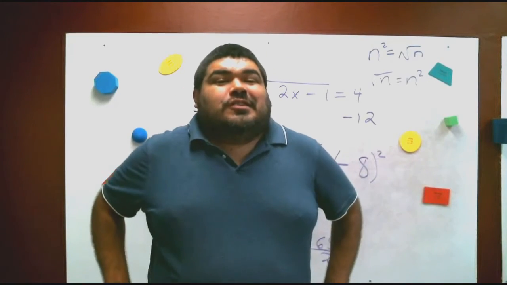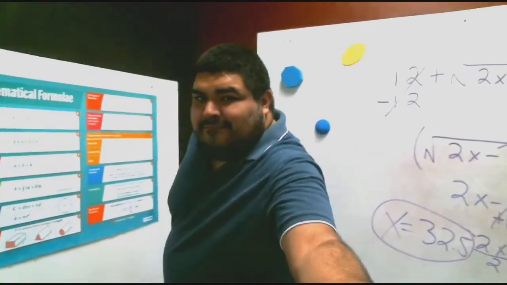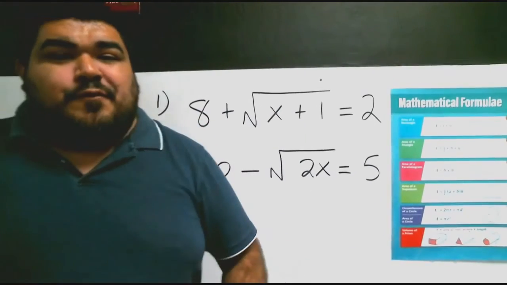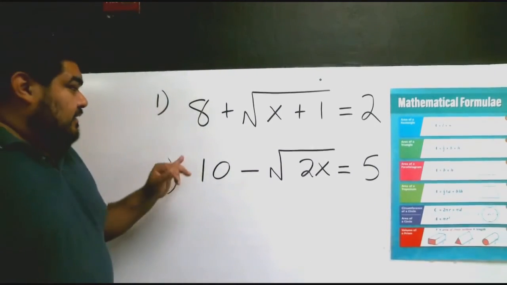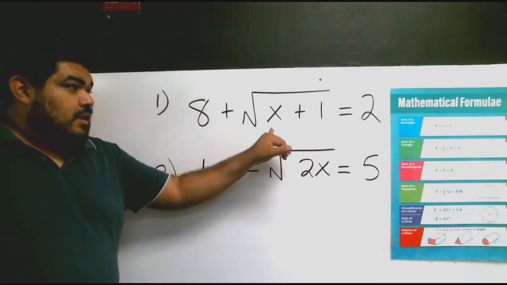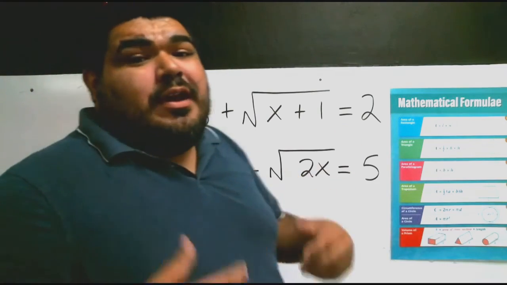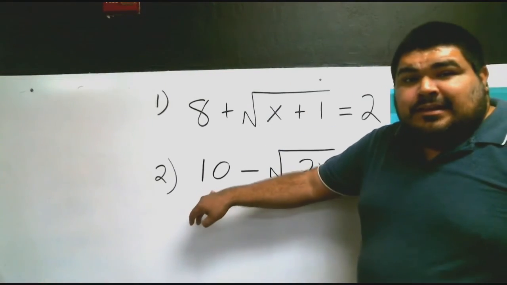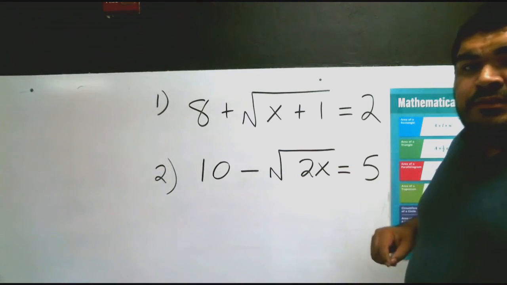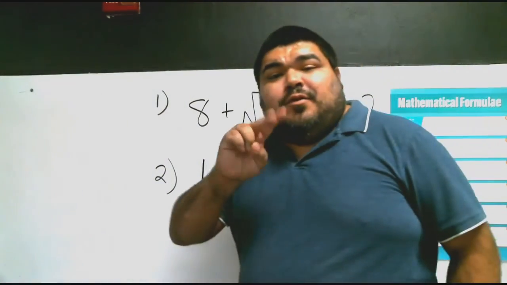Alright, so here is your assignment for today. Let's take a little trip to this other board over here. Your assignment for today is you have 8 plus radical x plus 1 equals 2. And you also have 10 minus radical 2x equals 5. So you have 2 problems to solve for.